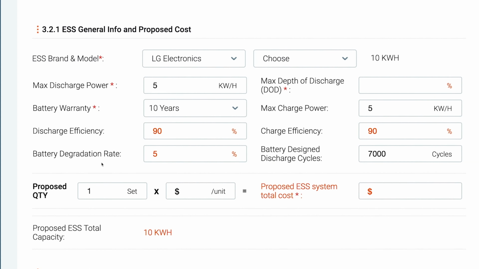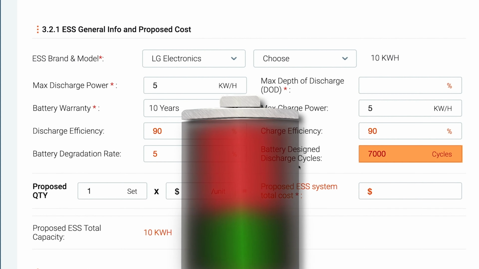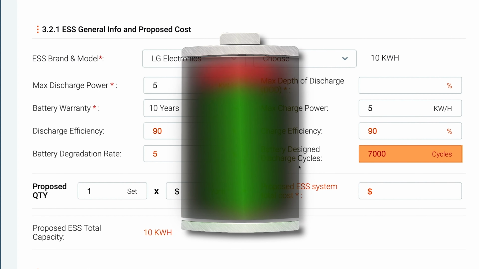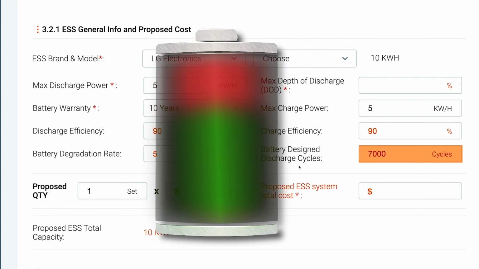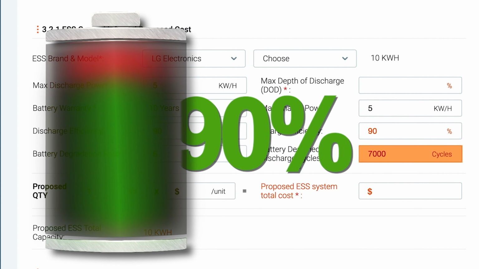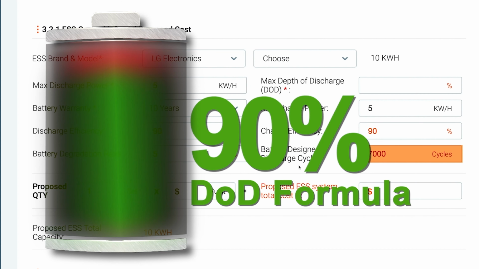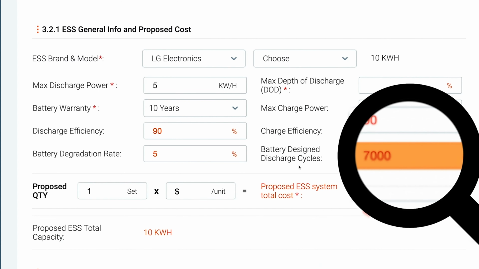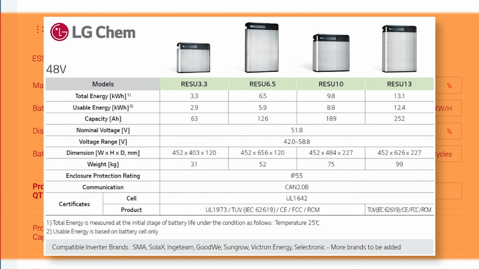Next, the battery discharge cycle is how many times a battery can do its discharge cycle, which includes one-time discharge and one-time charge, within its lifetime. Manufacturers often will use an 80% or 90% DoD formula to rate a battery. You can find this information from the product spec sheet.